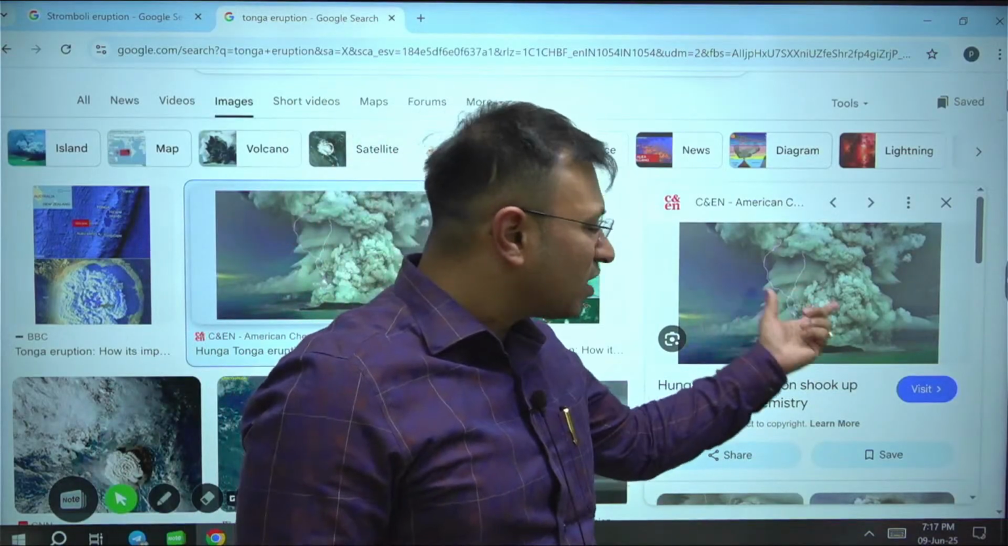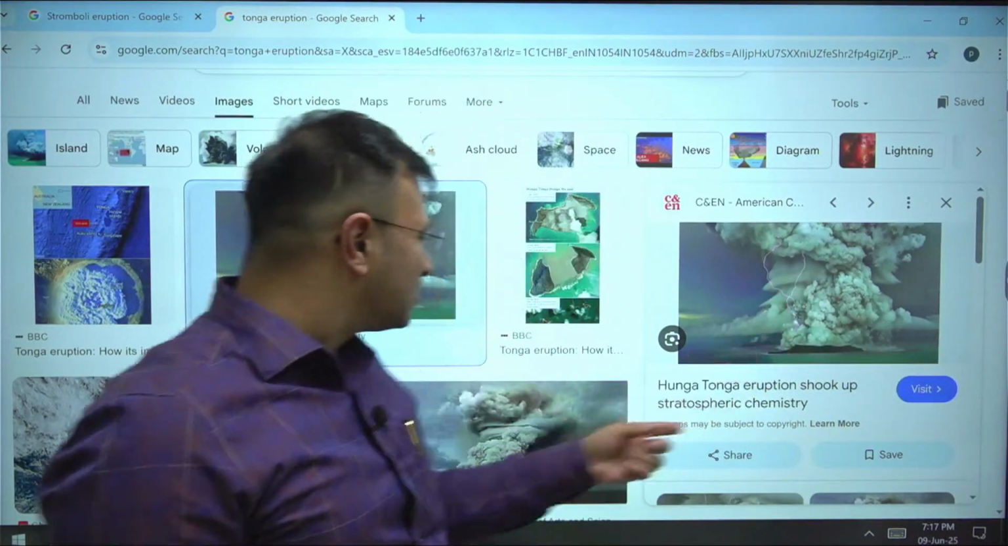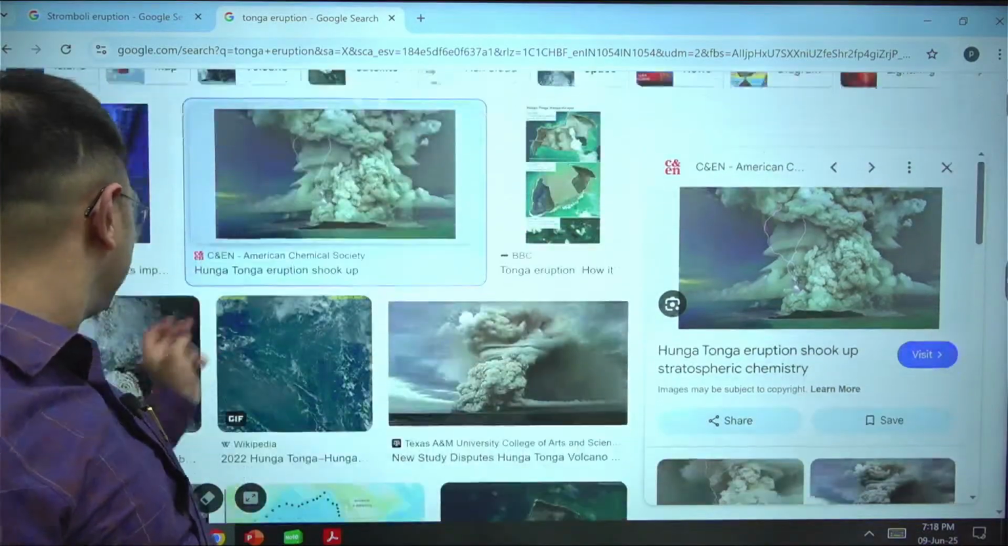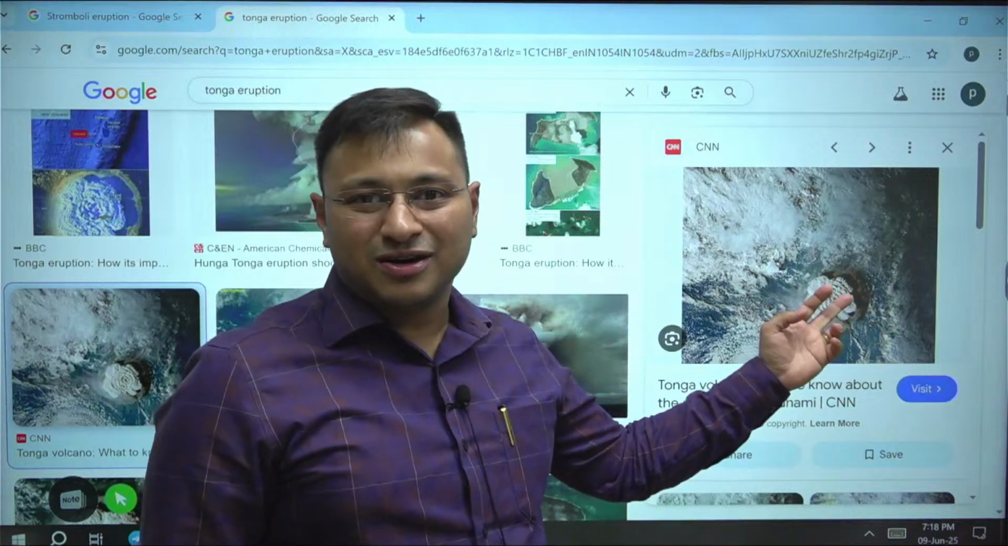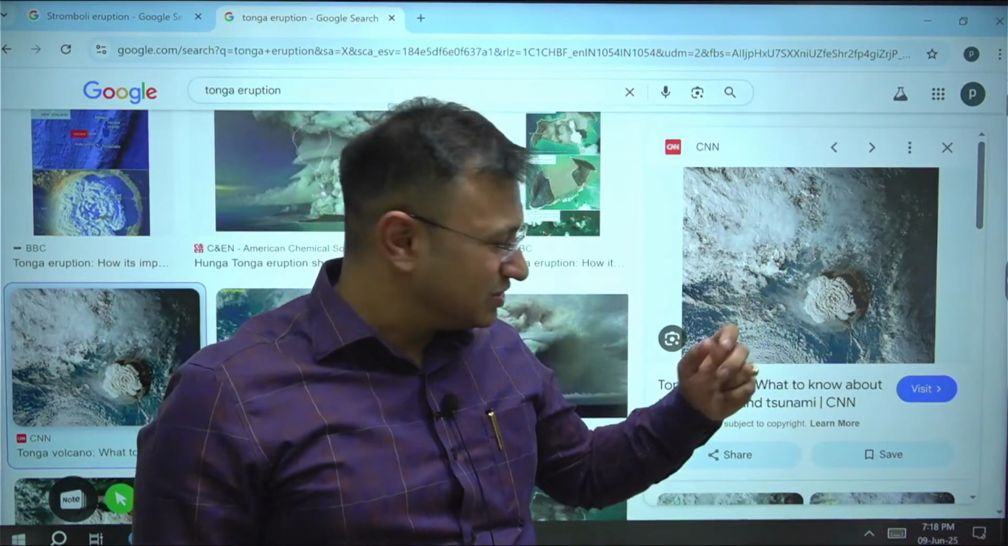And this Tonga eruption was clearly visible from space also. See, this was the photo captured by the International Space Station. So this is very, very important.